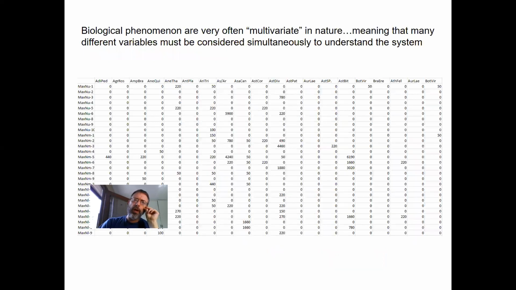However, biological phenomena are often multivariate in nature. That means that many different response variables must be considered simultaneously before you will understand the system and how it's working. And a lot of people who get started in science will collect lots of data because they're excited and they're ready to go and they're raring to learn about their study system, and they will, in doing so, generate a data set like this, sometimes unintentionally.